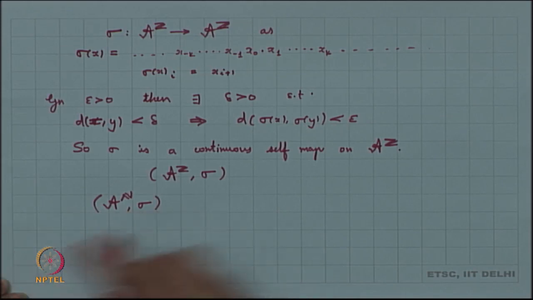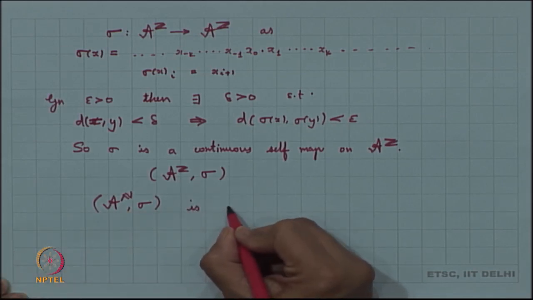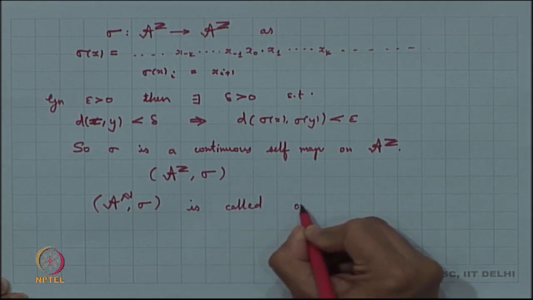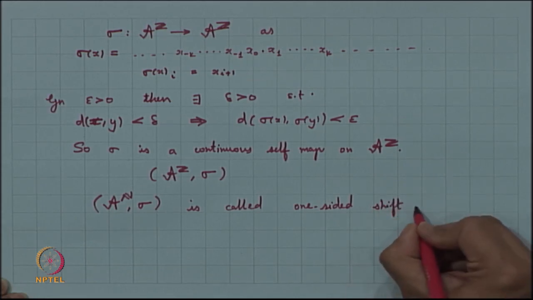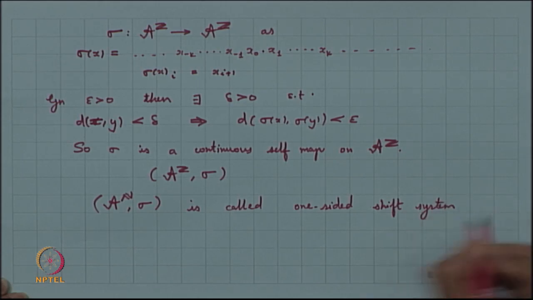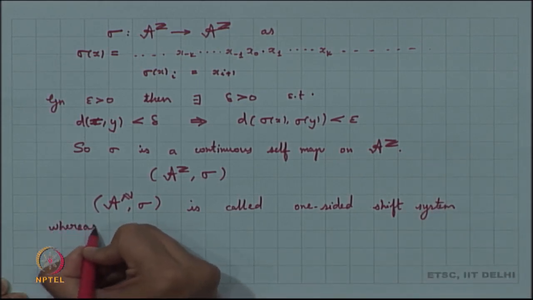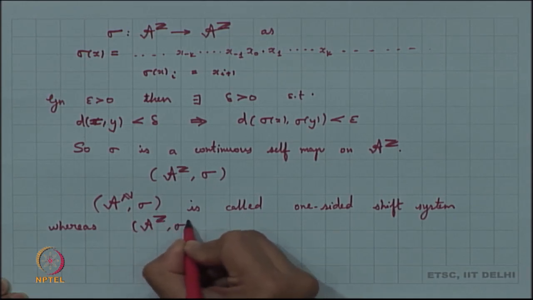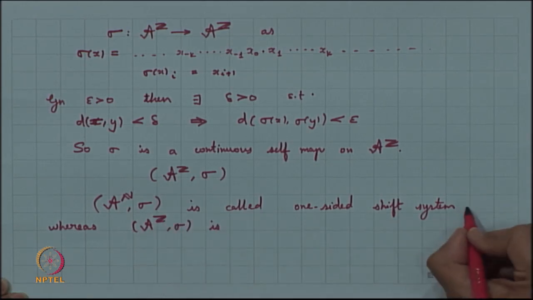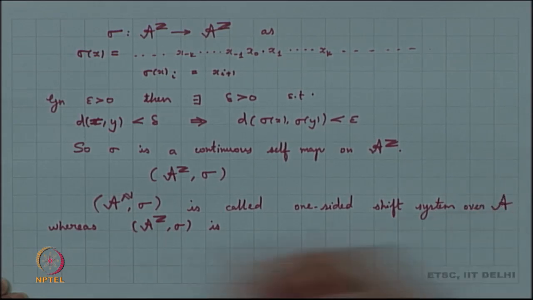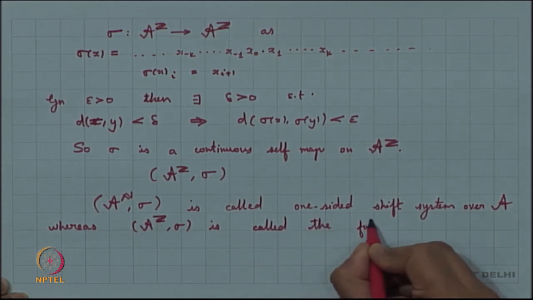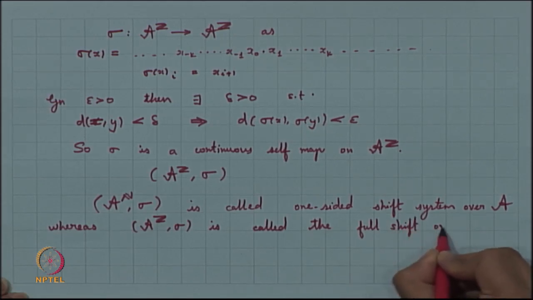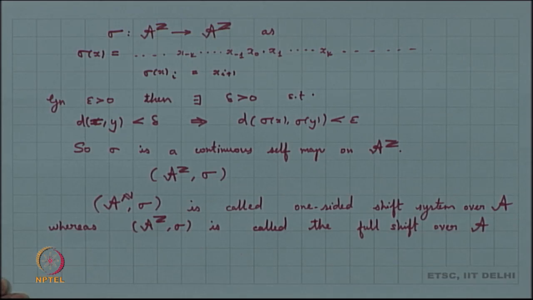The difference is that A to the power N, sigma is called a one sided shift, whereas your A to the power Z, sigma is called the full shift system over A. Of course, our alphabet set is A, and this is called the full shift over A. This is one sided shift and this is full shift.